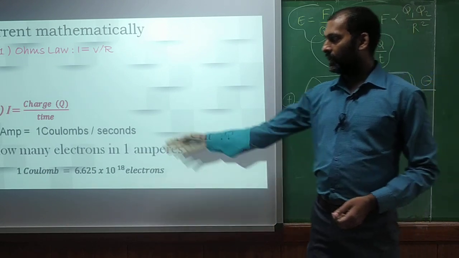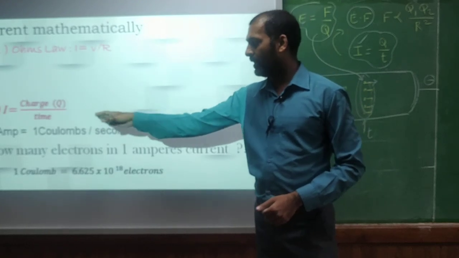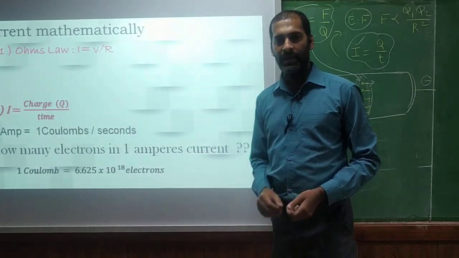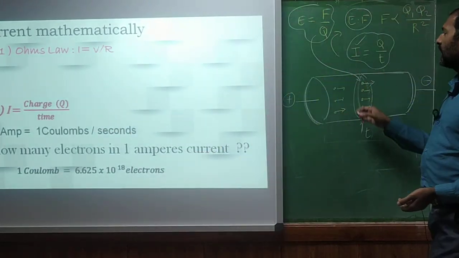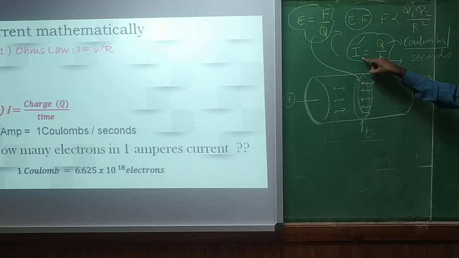So 1 ampere, how will we define it? What is the unit of current? The unit of current is ampere. So 1 ampere will be equal to charge per time. What is the unit of charge? Charge is given in coulombs. Why in coulombs? This relation of charges was given by Coulomb. We have just now seen it in Coulomb's law. The unit of charge is coulomb. The unit of time is seconds. So it is coulombs per second.